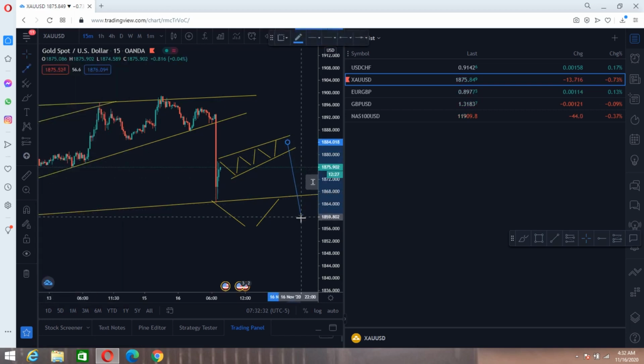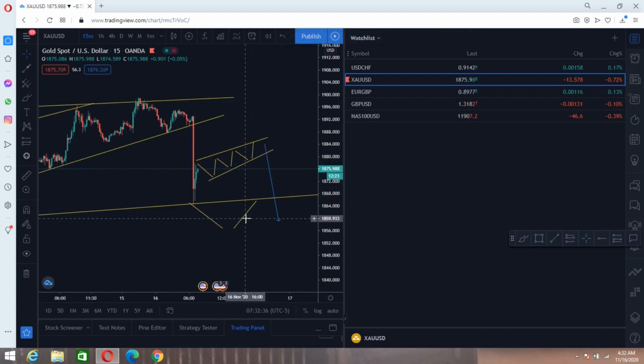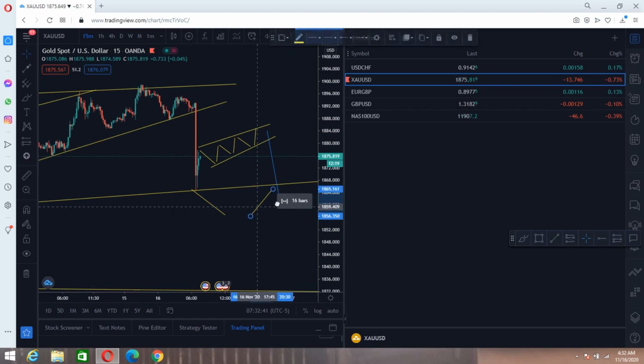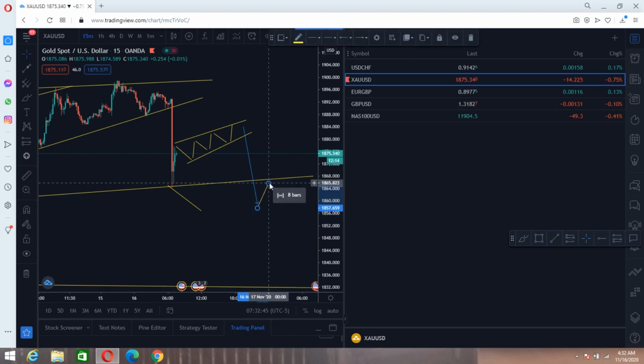Then I know it's gonna break, then go again for a retest. Gonna break, go for a retest. After going for a retest, I enter my second trace.